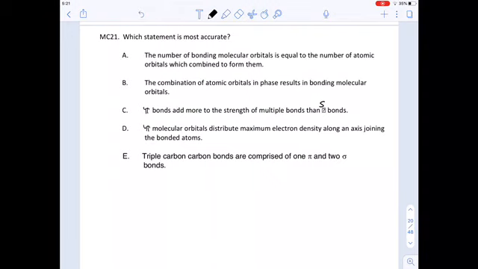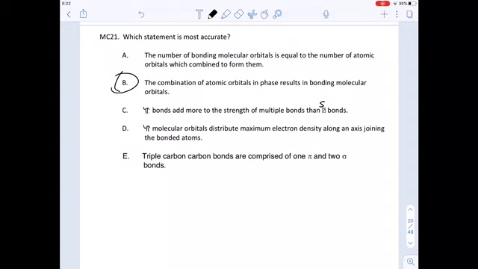Okay, so multiple choice 21 says which statement is most accurate. So most of these are just memorizing, and the answer to this one is going to be B, but really quickly, the ones that I can debunk right off the bat: C, pi bonds add more to the strength of multiple bonds than sigma bonds do. That's not true. Sigma bonds are actually the stronger ones, although once you're adding more bonds and you're getting more S character, that's what gives you the strength.